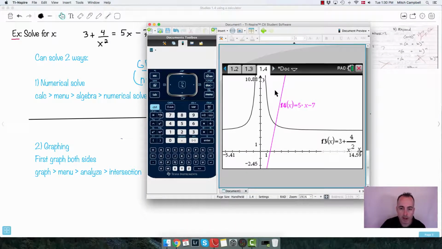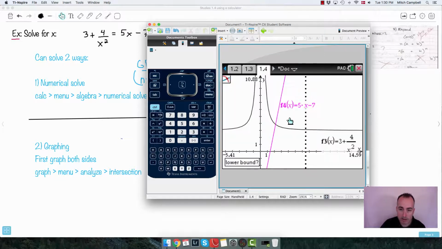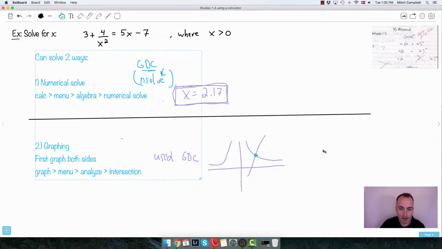How do I do that on my calculator? Remember, it's under menu, analyze, intersection. Left bound, let's say here's the intersection. So I go a little bit to the left, a little bit to the right, and it tells me it's 2.17. Hey, look at that. So x is 2.17. Wasn't it the same? So do you see how we can solve this stuff? This can be super easy.